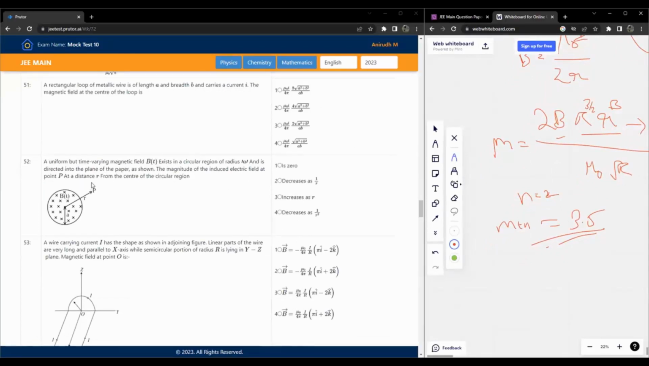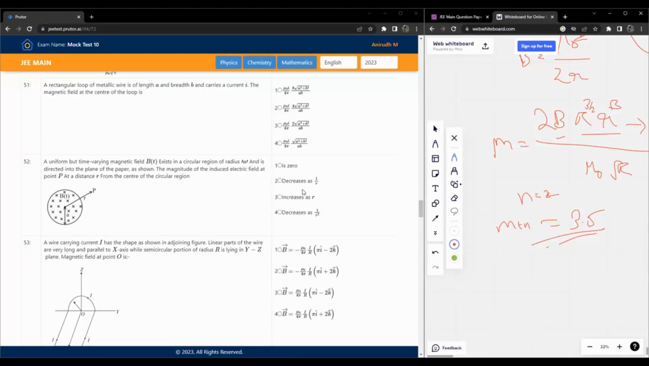This is a uniform time varying magnetic field, right? At a distance R, so this is basically the induced electric field because of a time varying magnetic field outside this magnetic field, right? So this is basically something that's produced. You can consider this to be something that's produced at the edge of the magnetic field, basically.